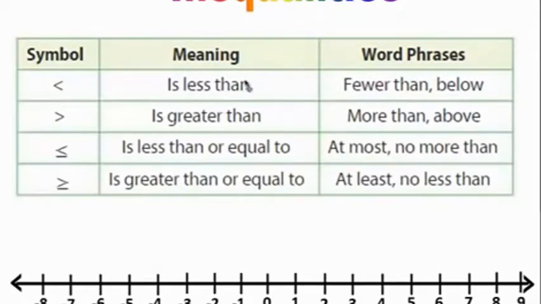And you already know two of these symbols. You know the less than sign, meaning 0 is less than 5. You know the greater than sign, 5 is greater than 0. But I'm going to introduce today the less than or equal to sign and the greater than or equal to sign. And we're going to graph this on a number line.